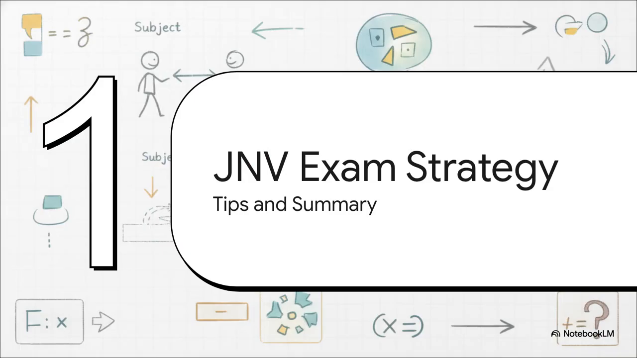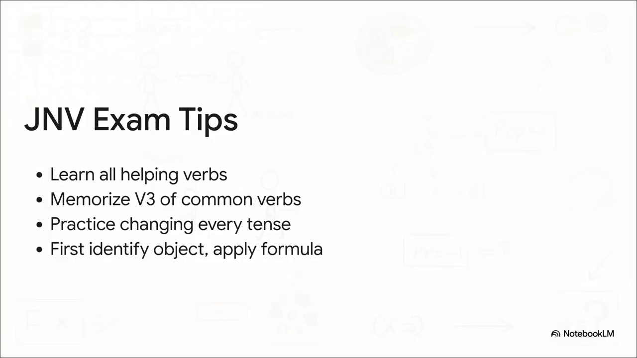Finally, Section 5, JNV Exam Tips and Summary. Let's lock this in with a final revision summary. First, master those helping verbs: is, am, are, was, were, has, have, had, will be, can be. They are literally the glue of your passive sentences. Second, memorize the V3 forms of common verbs. Do not let a weird irregular verb catch you off guard.